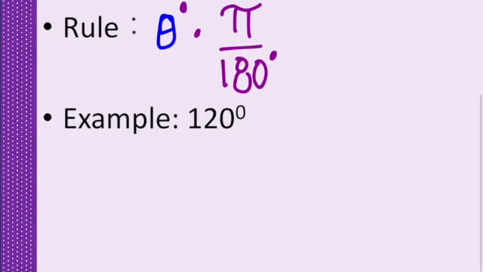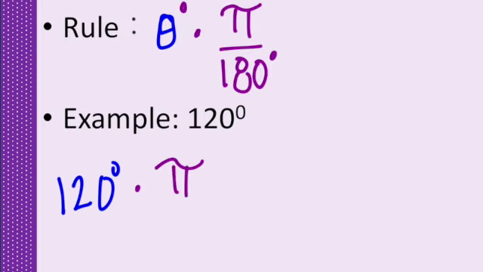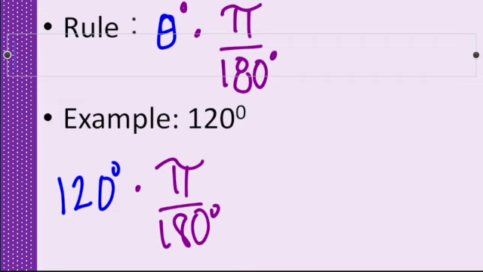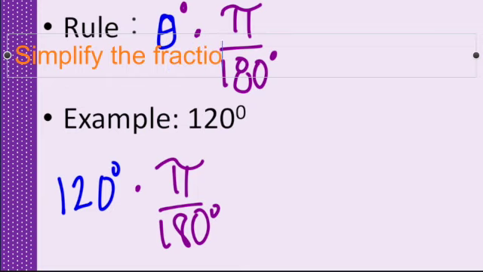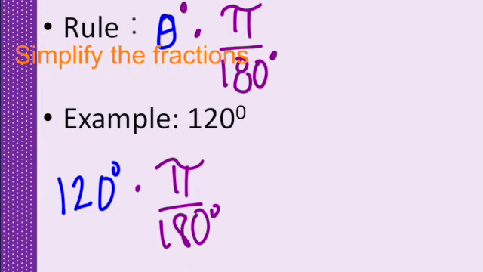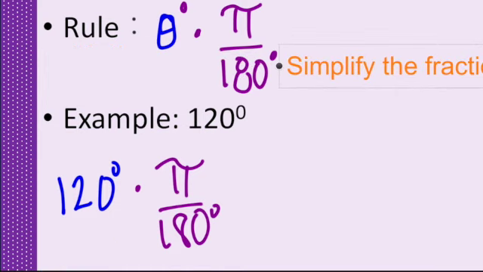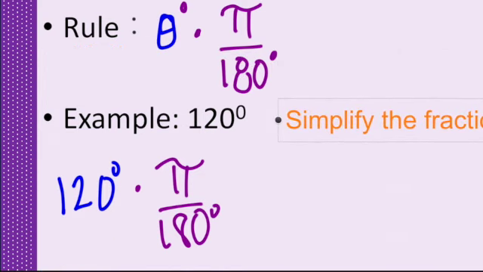So our example is going to be, let's look at 120 degrees, right? This is my angle measurement, and I'm going to multiply that by the conversion factor pi over 180. Now what you want to do here is simplify the fraction. So I'm going to write a little note: simplify the fractions. Whenever we're going from angles to radians, we're going to want to simplify those fractions. So I'll leave that note off to the side.